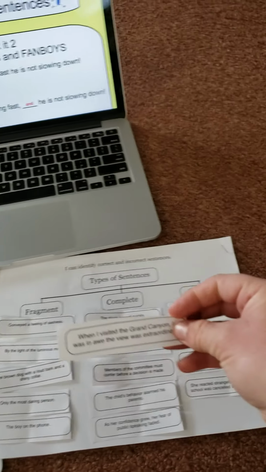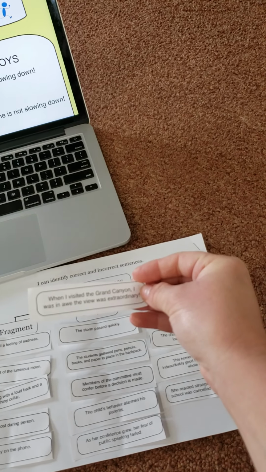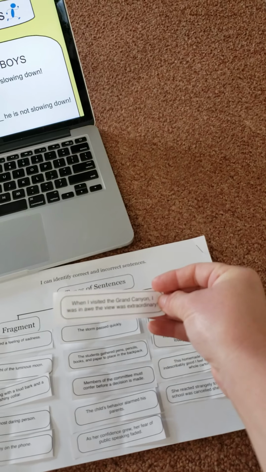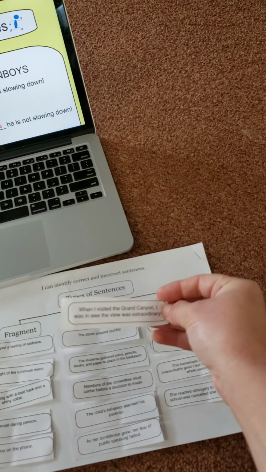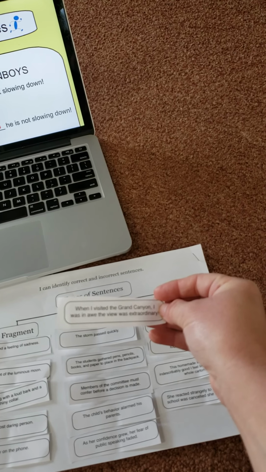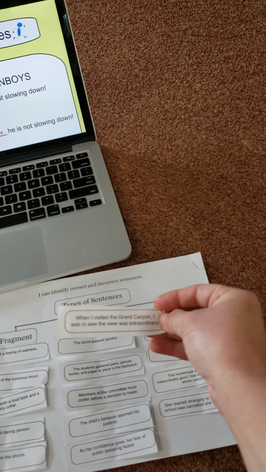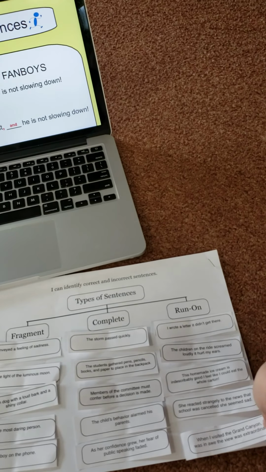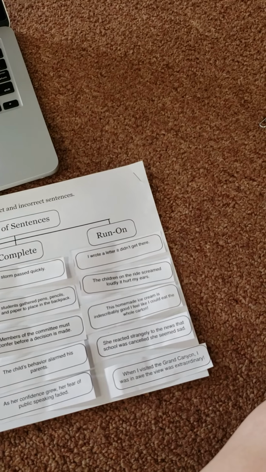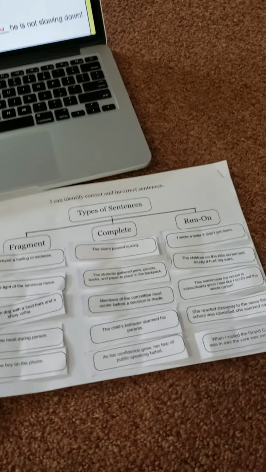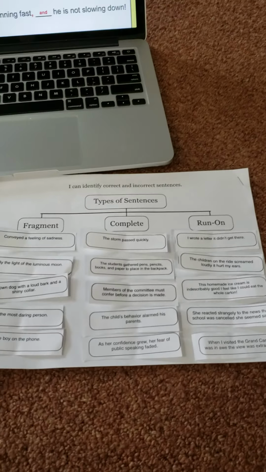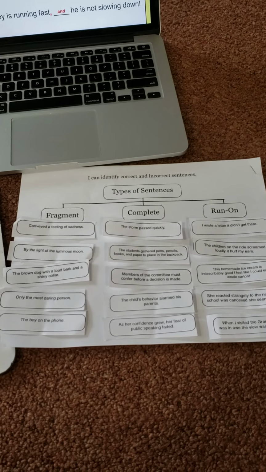When I visited the Grand Canyon, I was in awe. The view was extraordinary. Now, there is a comma in here to take a breath, but there's still too much going on. So we're going to put that in the run-on sentence. So here, friends, this is where you can see that we have our fragments, complete sentence, and our run-on.